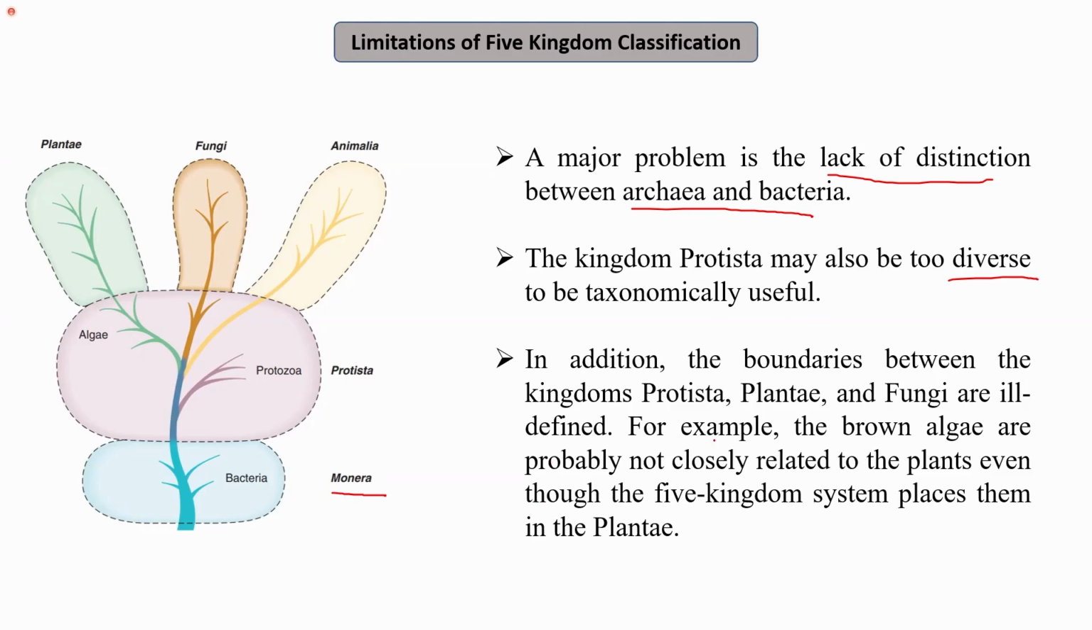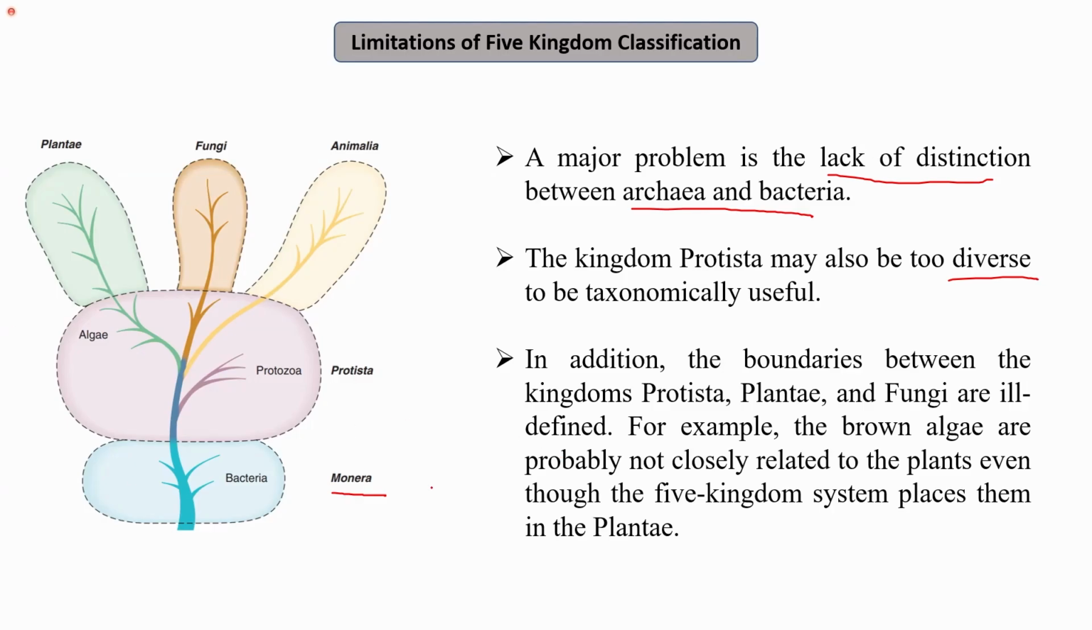Also, in addition to this, the boundaries between the kingdom Protista, Plantae and Fungi are ill-defined. That is, although there were certain features based on which the kingdom Plantae was separated from the kingdom Fungi and kingdom Protista, the boundaries are not very well defined. One of the characteristics that was used was the cell wall composition, but besides that, there were no other such boundaries that were used to define the kingdom in a more appropriate way.